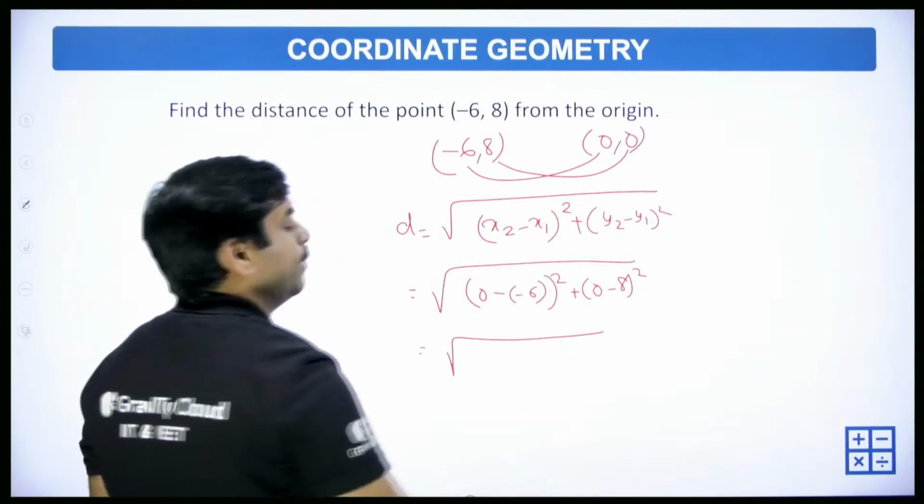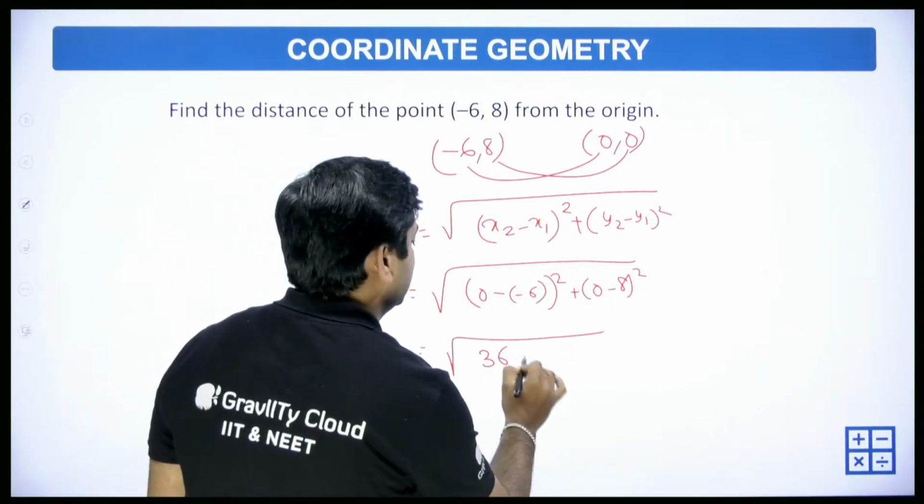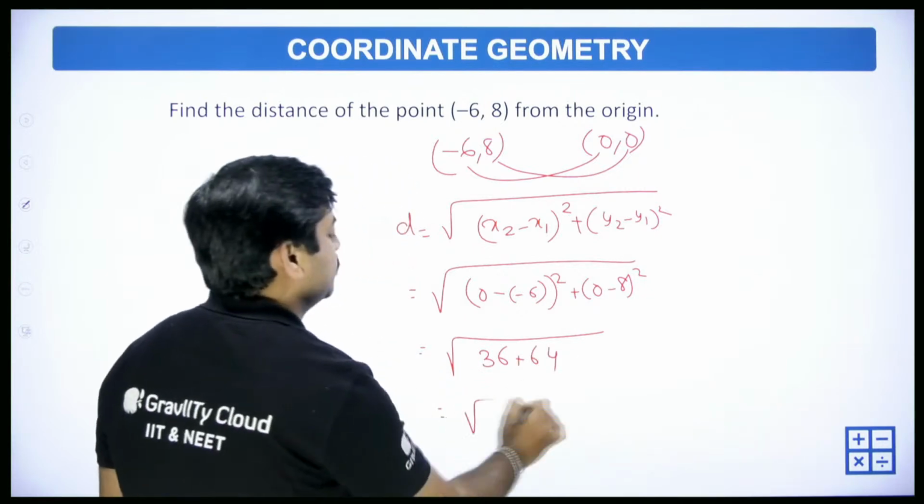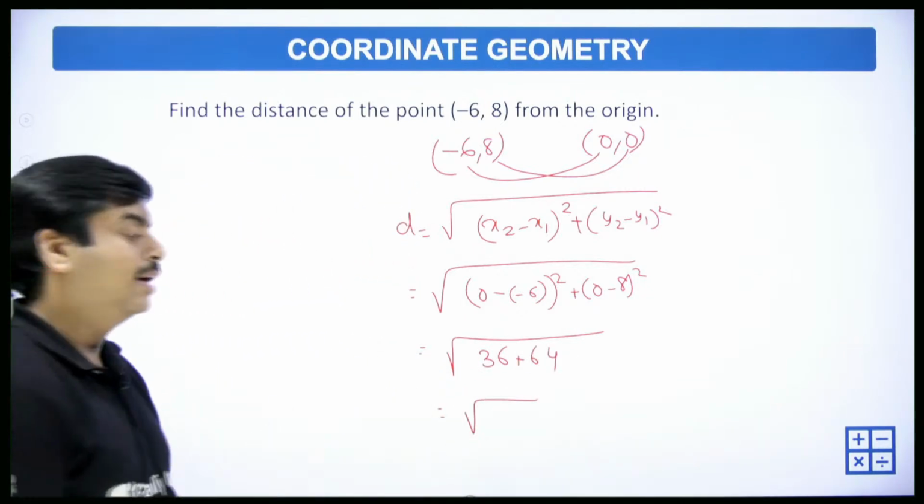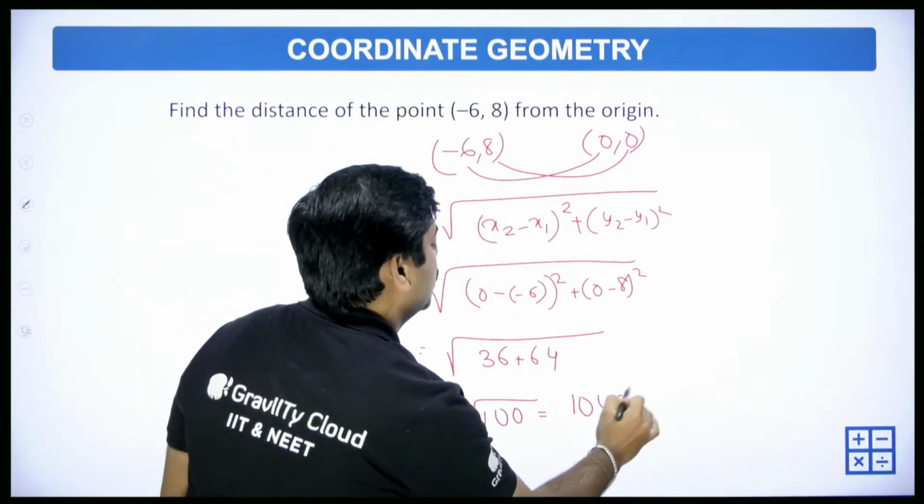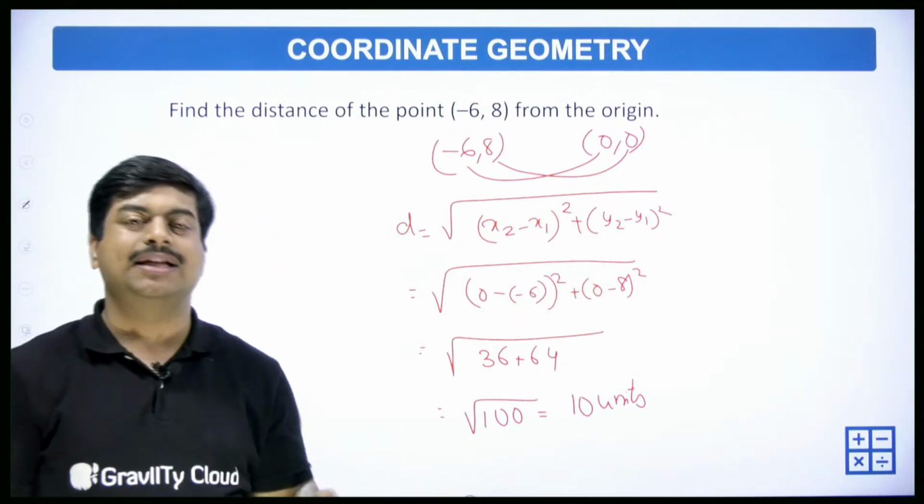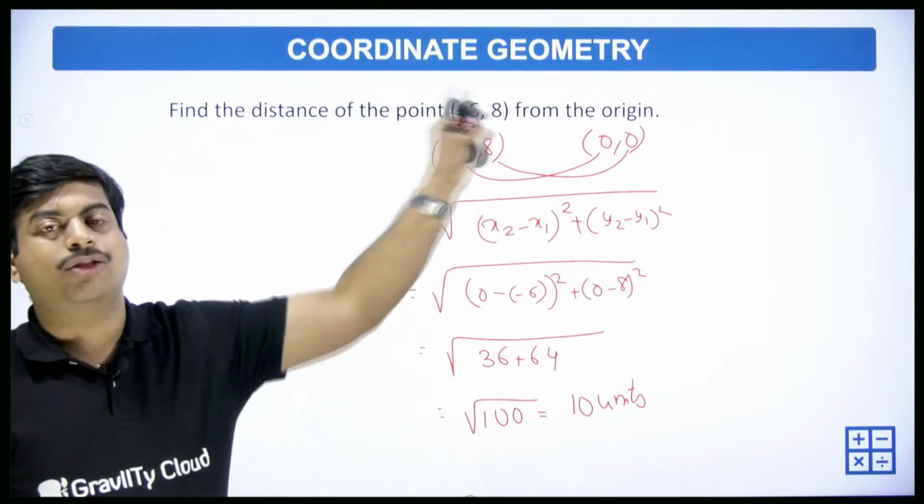Minus of minus 6 is plus 6, 6 square is 36, plus 8 square is 64. 36 plus 64 will give you 100, and you know root 100 is 10 units. That is how you can find the distance between the point and the origin.